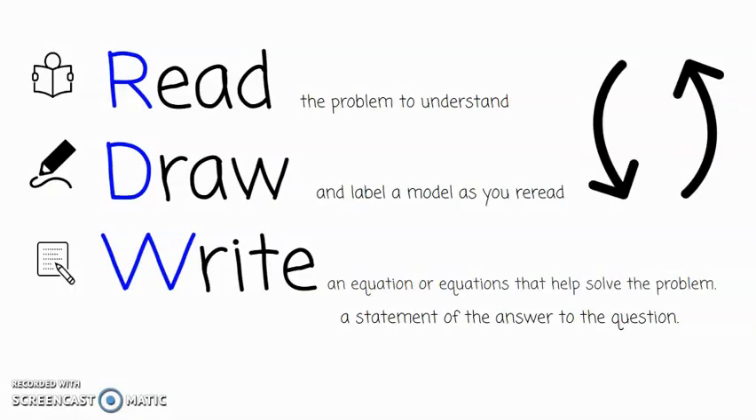An important part of problem solving in math is to be sure students have a good understanding of the problem and what it is the problem asks students to solve. We use the read, draw, write approach to help students do just that. Students read the problem as a whole to gain an initial understanding. Students then reread and draw a model of the problem. As problems get more complex, students may need to go back a few times to be sure each part of the problem is considered and represented. Next, students write an equation or equations that help solve the problem. And finally, students write a statement that answers the question.